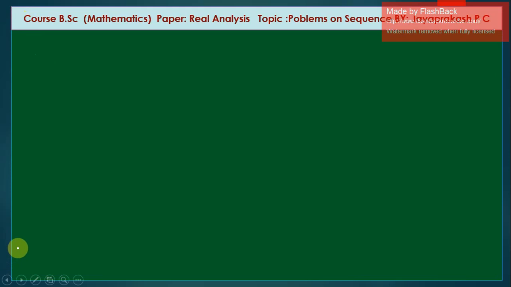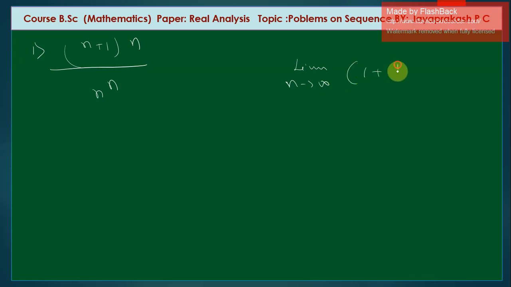Yesterday we discussed type 1 problems. Today we discuss type 2 problems. It is the same problem. Discuss the behavior of the sequence (n plus 1) whole to the power of n divided by n to the power of n. We are already familiar with the formula: limit n tends to infinity of (1 plus 1 by n) whole to the power of n is equal to e.